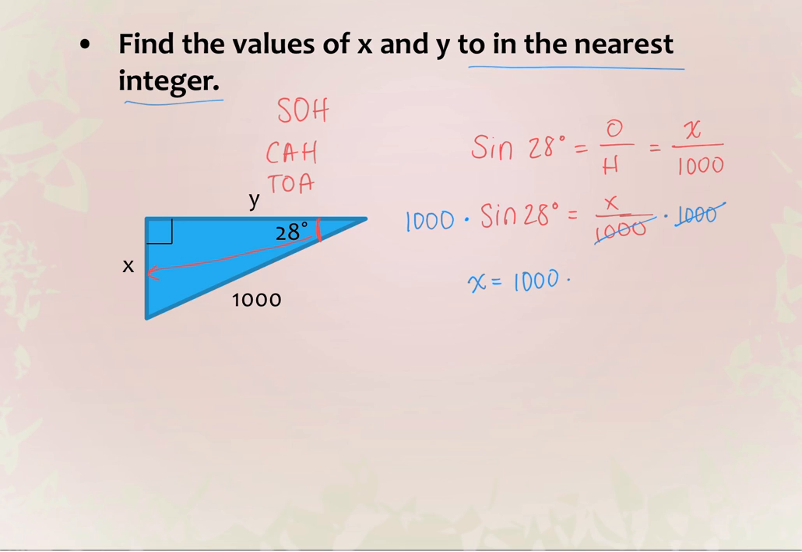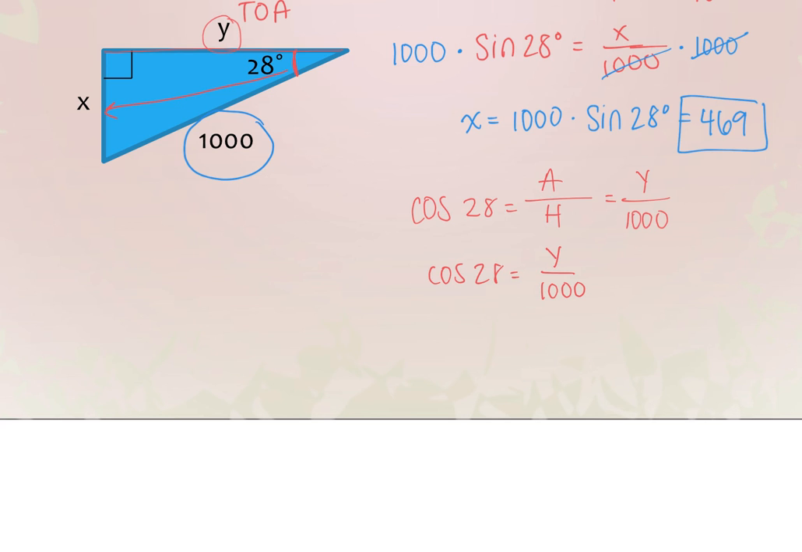Okay, so we take the 1,000, we multiply it by the sine of 28 degrees, and this is where our calculators come into play, because we don't know the sine of 28 degrees. No one in the world knows it unless they're using a calculator. From the last problem, who remembers how to solve this? Multiply by 1,000. Get rid of that denominator. So y is going to be 1,000 times the cosine of 28 degrees.